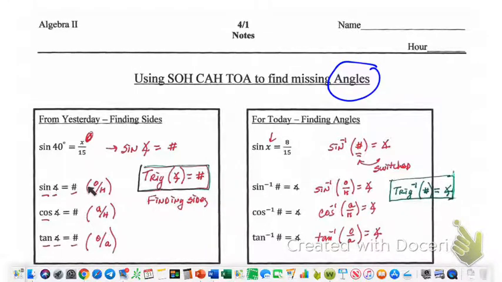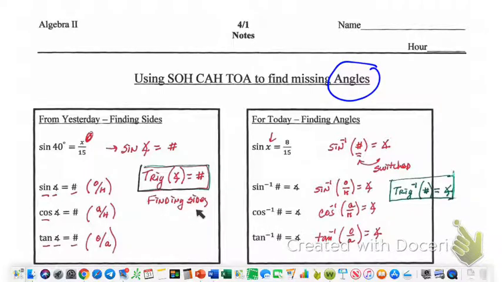And what was that number for the sine? Well, it was an opposite over a hypotenuse. The cosine of an angle equals a number. And what was this number? Well, it was a fraction, whatever the adjacent over hypotenuse was. And we had tangent of an angle equals a number. And what was that number? Well, it was some fraction that was an opposite over adjacent. So everything yesterday was a trig function of an angle equals a number, okay?